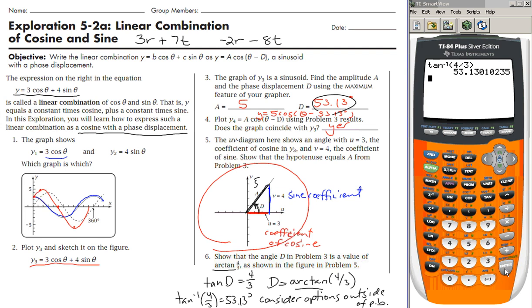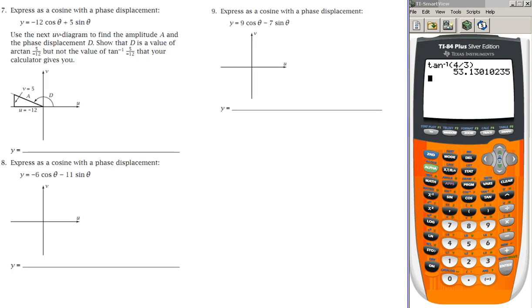So it looks like this triangle is giving me everything that I need in order to figure out the equation of my cosine, that is my one cosine that is a linear combination. So let's look at another problem and see how it extends to different sorts of problems. Okay, so we're going to go ahead and look at problem 7 next. So we're going to express, instead of the linear combination we had before, now we're going to work with this one. Y equals negative 12 cosine theta plus 5 sine theta.